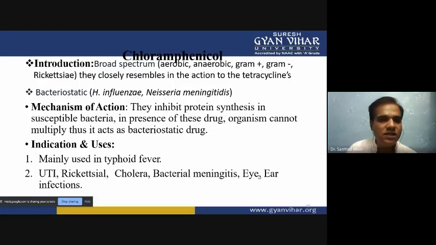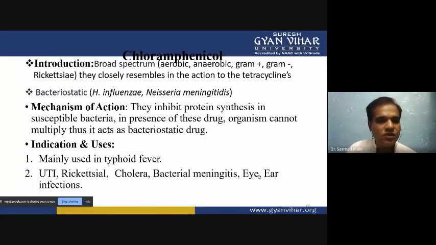So how will chloramphenicol work? It will inhibit protein synthesis in susceptible bacteria, and in its presence the organism cannot multiply, so it acts as a bacteriostatic drug. As we saw how tetracycline functions on protein synthesis, chloramphenicol also functions against protein synthesis in the bacteria. In the same way, it binds with the ribosome and inhibits protein synthesis or translation.